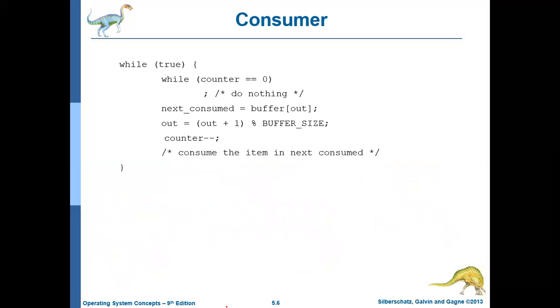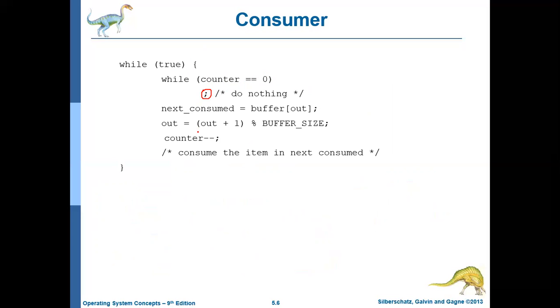The consumer checks whether counter is 0 or not. If counter is 0, you can see there is a semicolon, which means this loop will become an infinite loop. It will keep on waiting and keep on checking whether counter is 0 or not. As long as counter is 0, it will wait. The moment counter becomes 1, 2 or something, it will come inside.